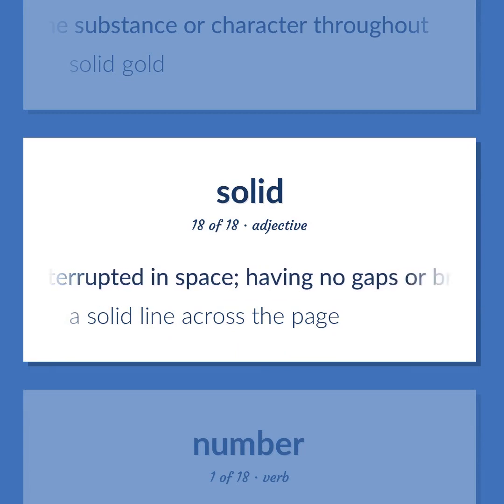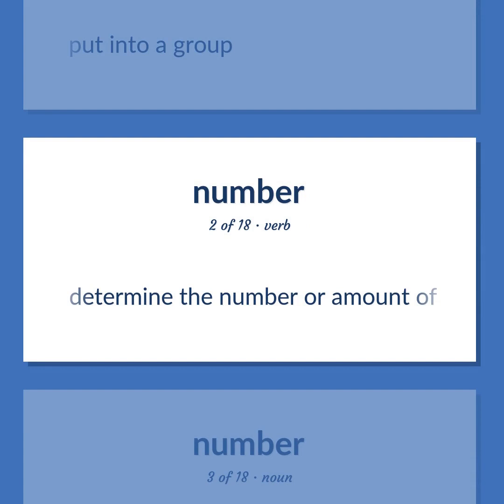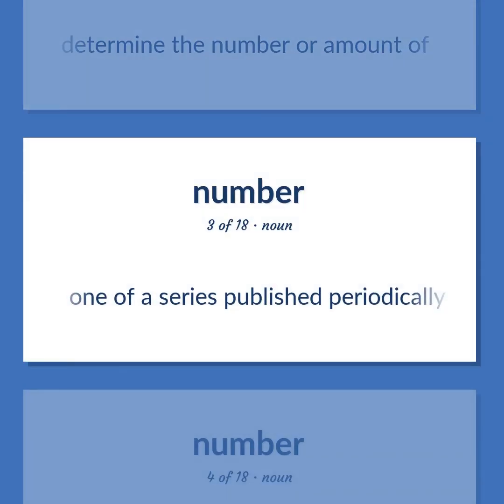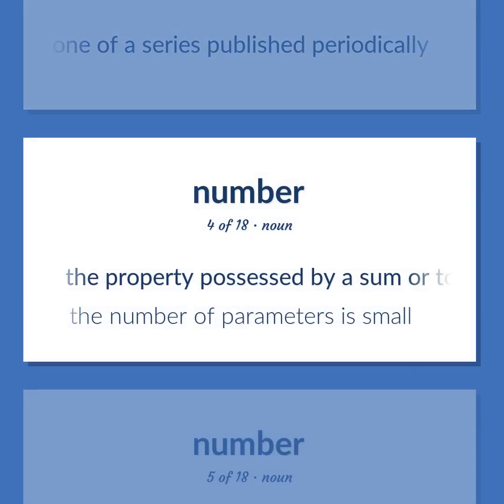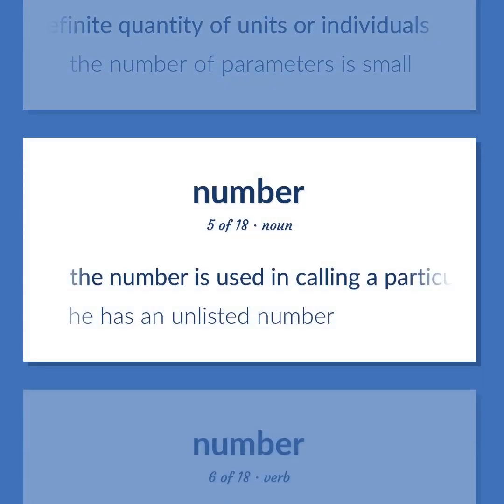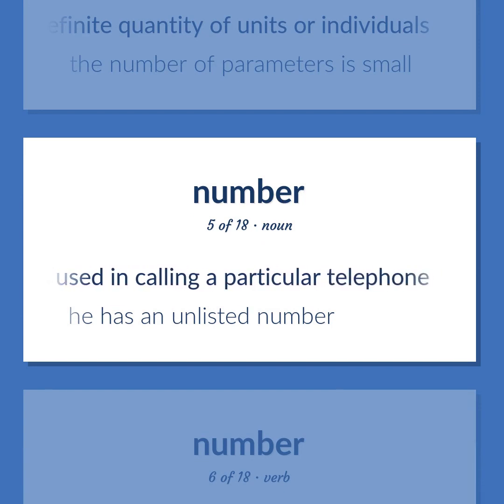Uninterrupted in space, having no gaps or breaks. A solid line across the page. Put into a group. Determine the number or amount of. One of a series published periodically. The property possessed by a sum or total or indefinite quantity of units or individuals. The number of parameters is small. The number is used in calling a particular telephone. He has an unlisted number.